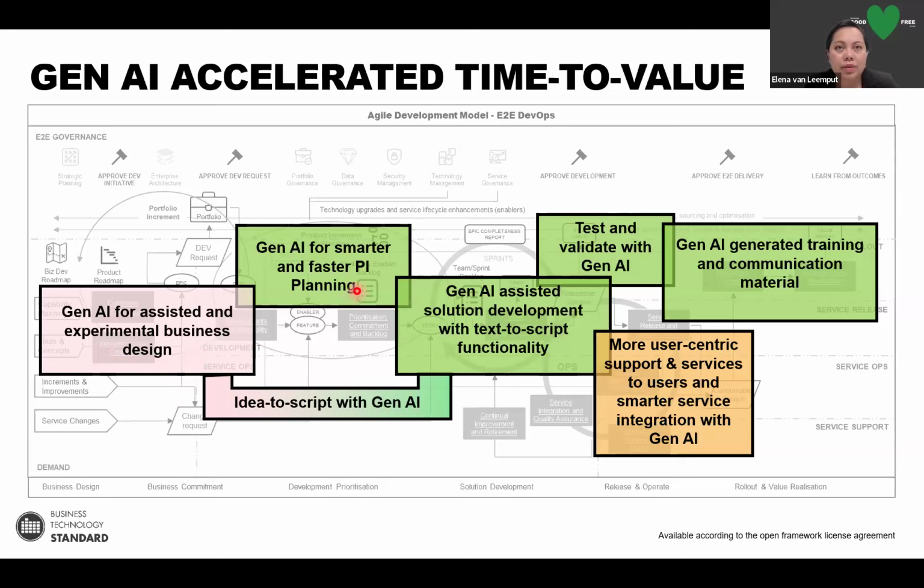Here we have an example of smarter and faster PI planning, how that is done. You can use generative AI to create scripts. You can also have solutions to essentially create text-to-script functionality. You can use them for testing, and then of course you can generate training and communication materials and so on. And there are user-centric options as well. So these are some examples of how that actually happens already now in these scenarios.